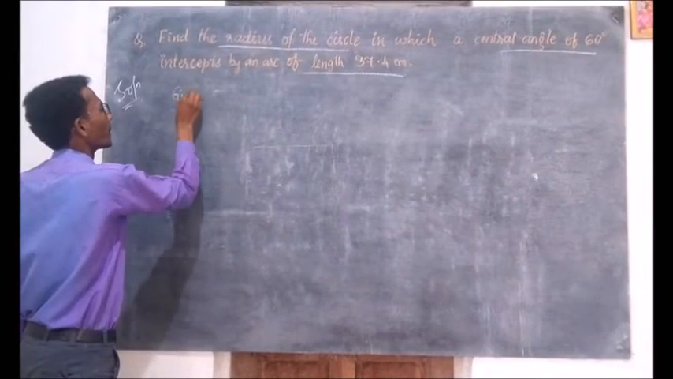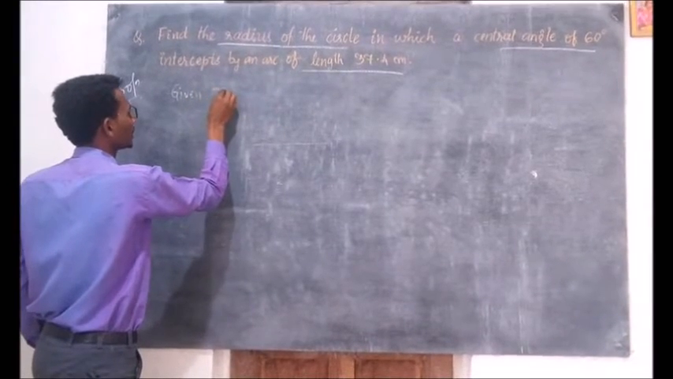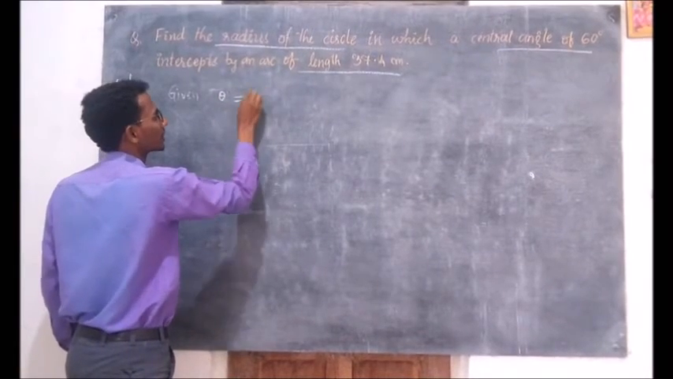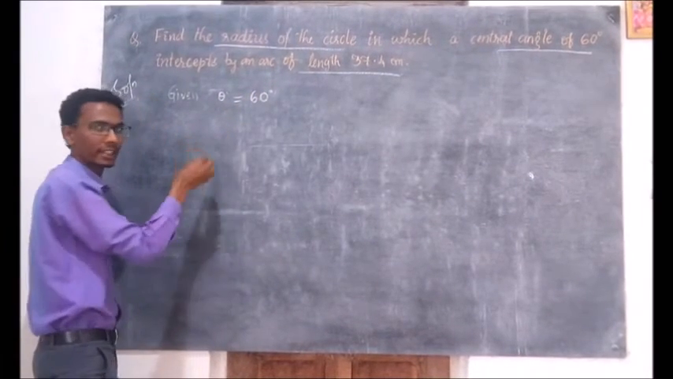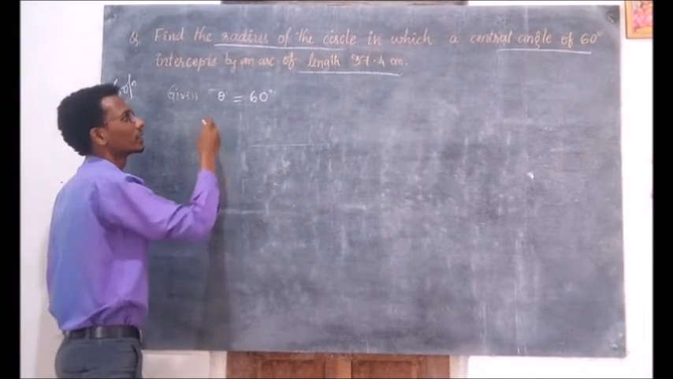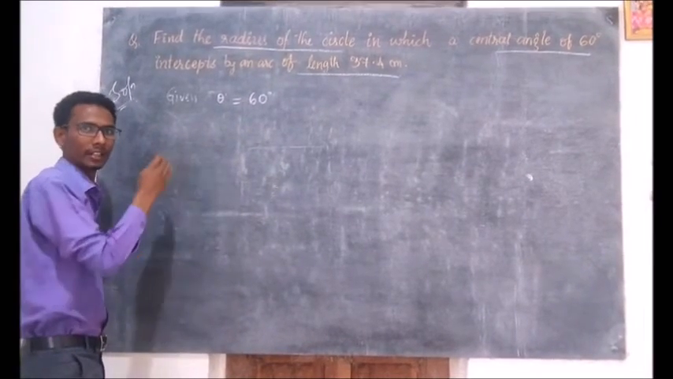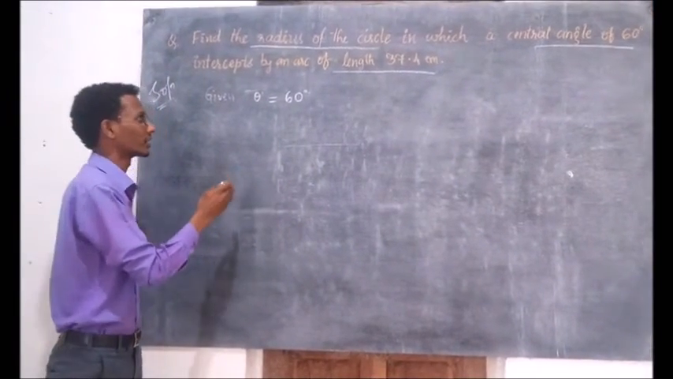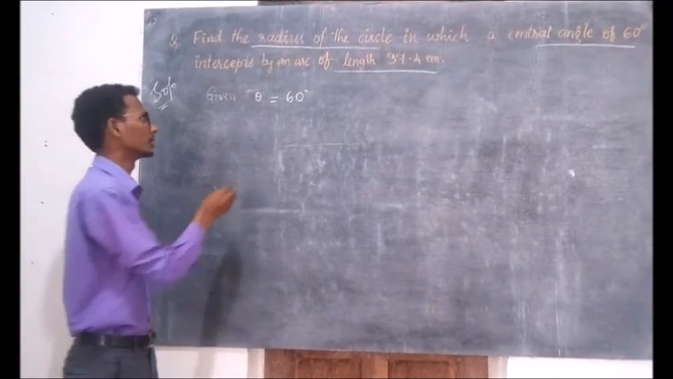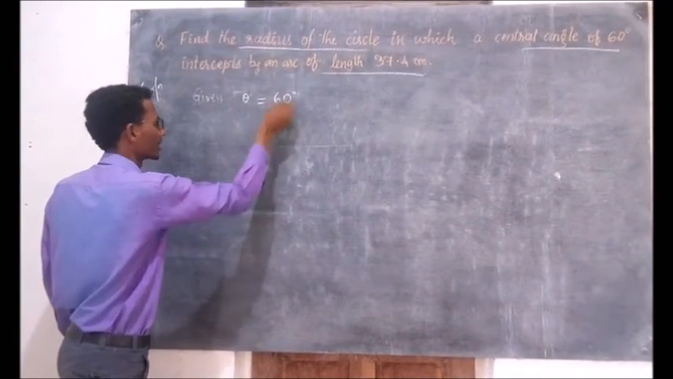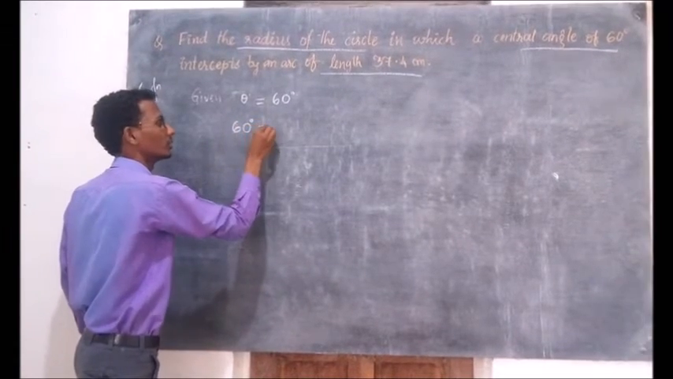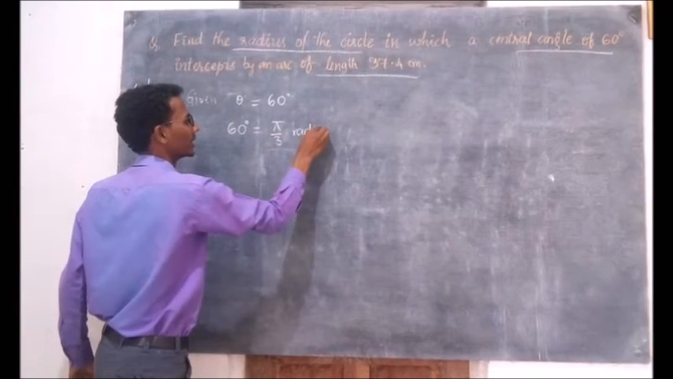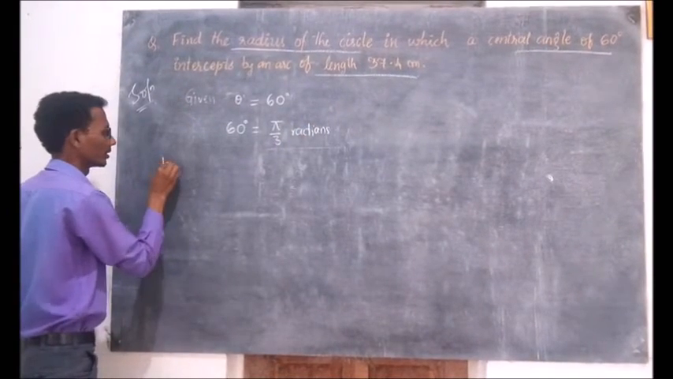So given angle theta is equal to 60 degree. So this central angle must be converted into radians. Hence we can calculate the radius of the circle using the length, radius and angle relation which we have studied in the previous video. So here theta is the 60 degree. 60 degree is equal to pi by 3 radians. Pi by 3 radians.